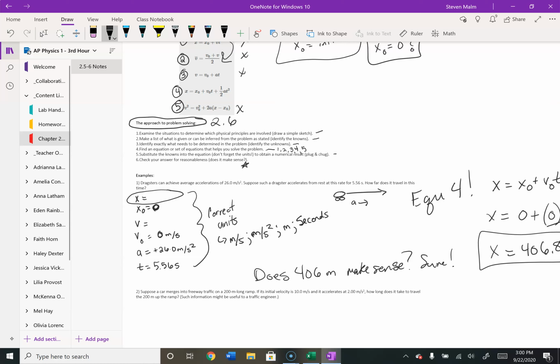So we would go with sure. Now, if we got a negative 406 meters, or we got 4 million meters that it went, then we would probably want to go back and double check our math and that we had plugged things in the correct place. Okay, well, that was the first one.